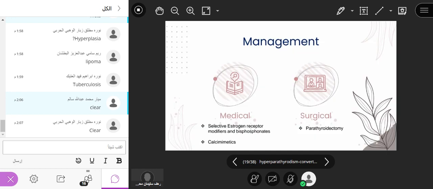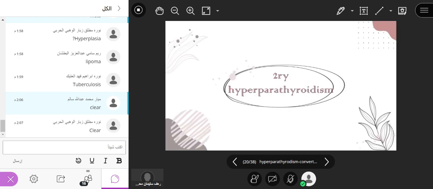Its management is either medical or surgical. Medically, by selective estrogen receptor modifiers, which decrease the effect of parathyroid hormone on the bone, bisphosphonates, which protect the bone, and calcimimetics. Surgically, by removing the parathyroid glands, which is parathyroidectomy.